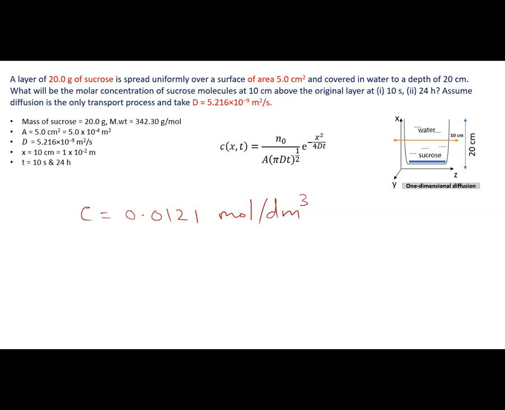So even after 24 hours of waiting, the concentration is going to be still very less at a height of 10 centimeters. So one thing that you need to take home is diffusion is a very slow process. Diffusion is very slow.